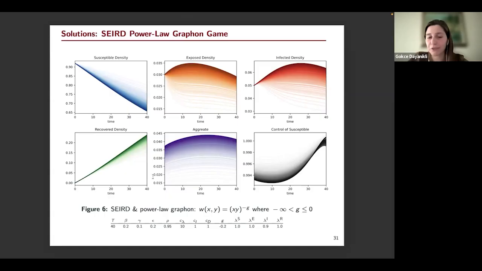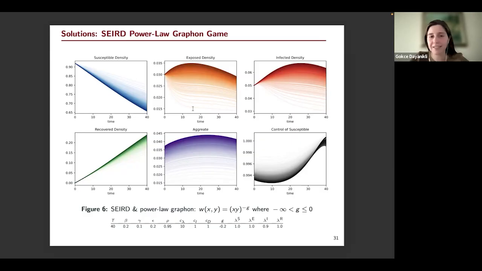It was for the power law graphon. Power law graphon is here. So what happens is that for an agent X, if the index X is higher, it means that they are connected to the other people with a higher strength. This basically says that there is some kind of a super spreader effect. So the people with the higher index are more connected, so they are going to be infecting other people more.